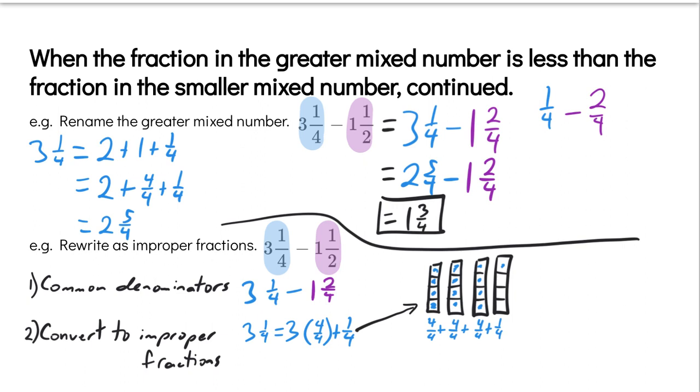So we need to finish this off by figuring this all out. What is 3 times 4/4? Well, that's 12/4. But don't forget about that 1/4 on the end. We end up with 13/4. Next, we need to convert 1 2/4 into an improper fraction as well.